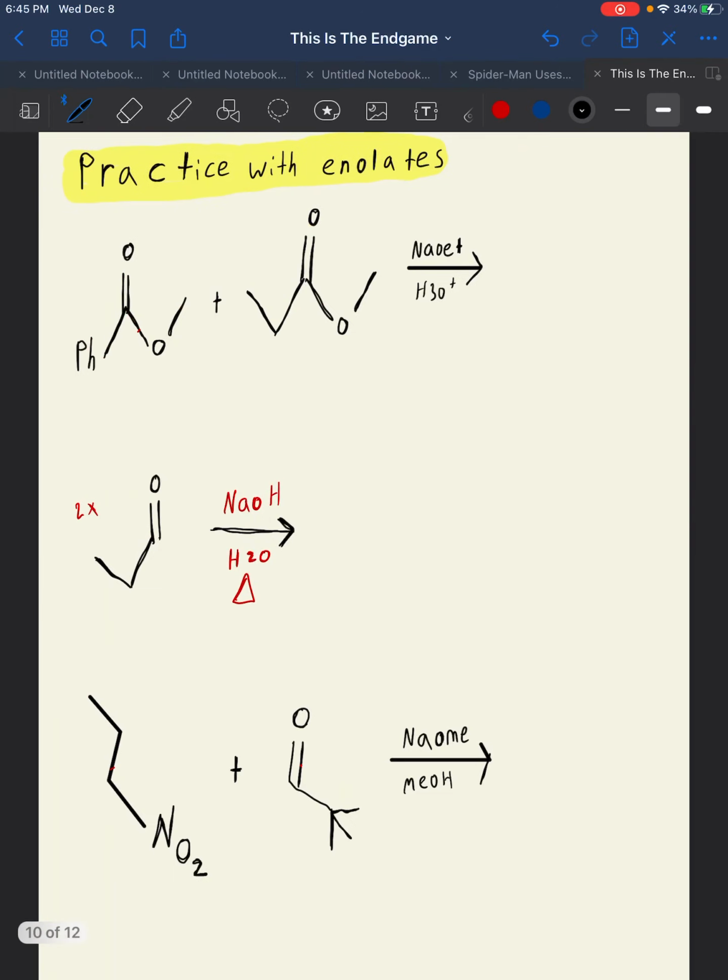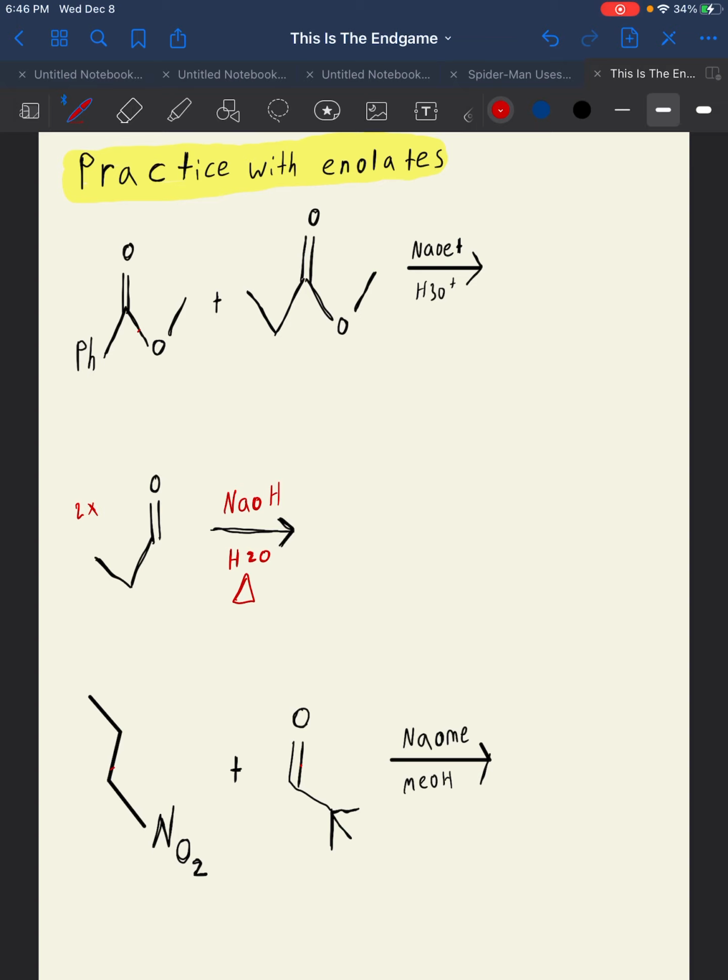Moving on to the practice with enolates. So now we're just going to go over a bunch of different enolate reactions, and I'm going to explain how they occur. So we have two esters present. One of them is going to have to form an enolate, and one of them is going to have to act as the electrophile. You tell me which one's going to act as the electrophile and the nucleophile. I'll give you a second.